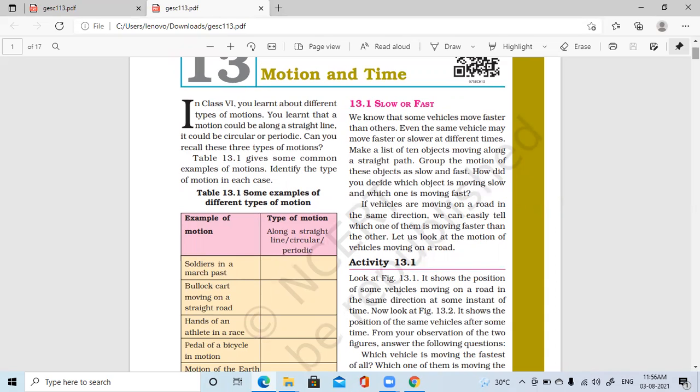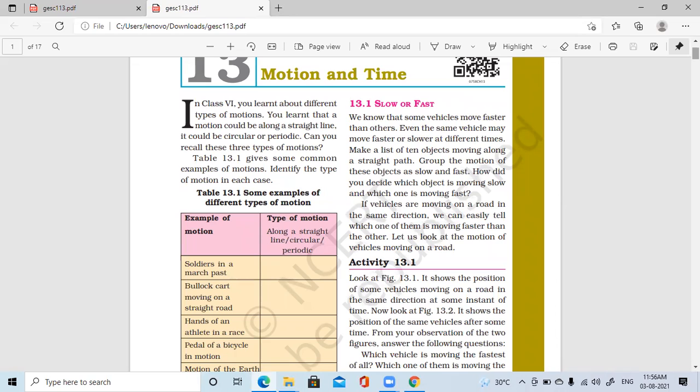But in this chapter, in class 7, we are going to discuss one step ahead of whatever we have done earlier. In this chapter, you will be studying about speed, how to calculate speed. With the help of speed, we can say whether the object is moving fast or slow. Then time, instrument used to measure time. Then oscillation.